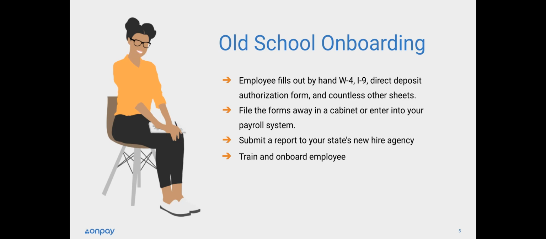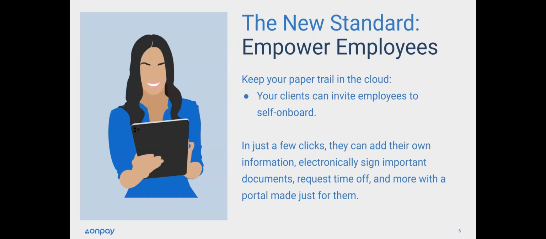So right from the outset, your clients can invite employees to self-onboard. This is going to shift that responsibility onto the employee themselves to enter their demographic information in full, fill out federal and state withholding details, key in their routing and account numbers for direct deposit, and even electronically sign the W-4 and I-9 to boot.